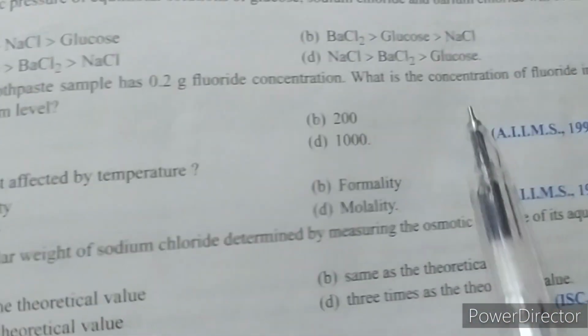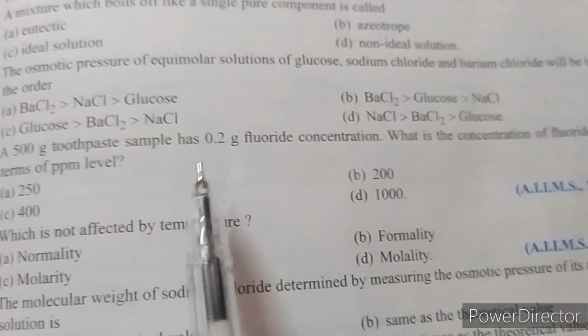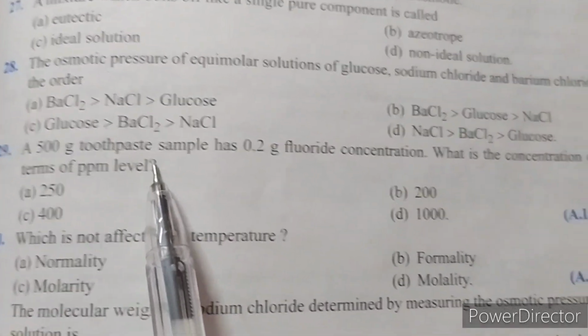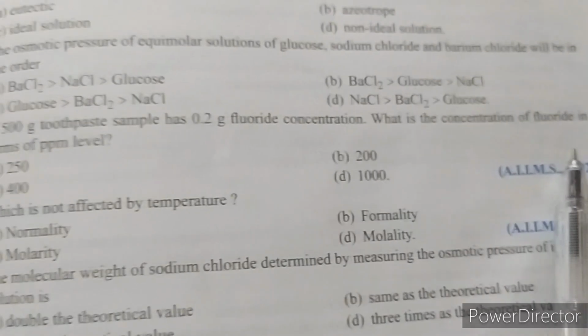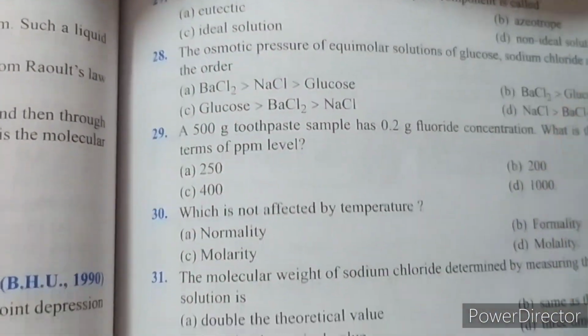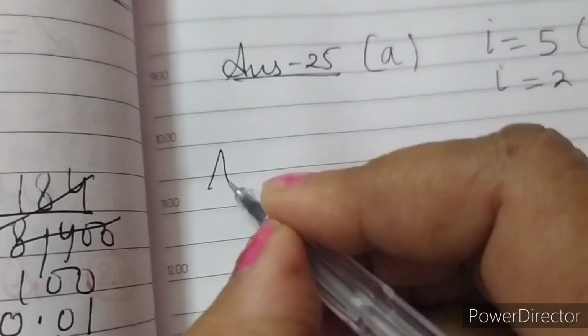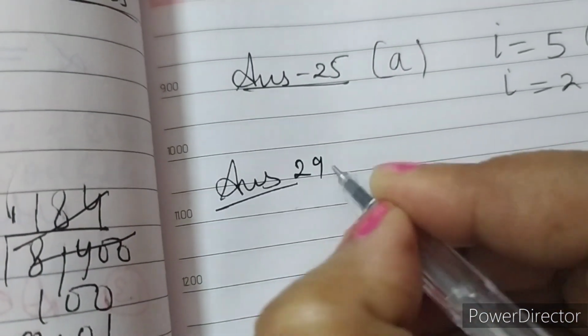Next question was asked in AIIMS 1992. You have been given a 500 gram toothpaste sample and 0.2 gram fluoride concentration. What is the concentration of fluoride in terms of ppm? So let's solve this numerical. Question number 29. So you will solve answer 29 like this.